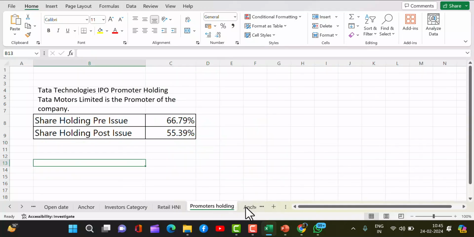So now promoters. Pre-issue, promoters are holding 66%. The rest was held by some institutional investors. So 66% was held by promoters. After the issue, their holding came down to 55%. The holding should remain above 20%. So the minimum promoter contribution should be 20%. Remember, it must be 20%. So here it is 55, which means it's okay because they are meeting the norms.